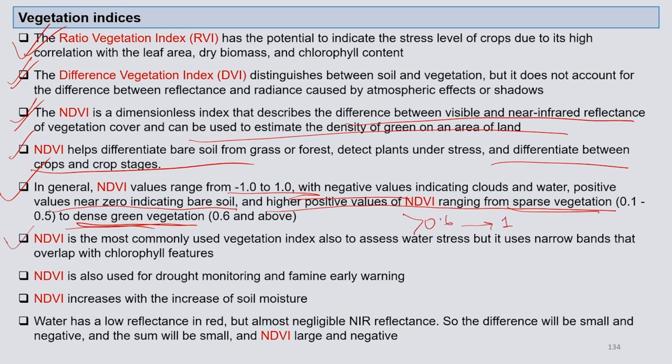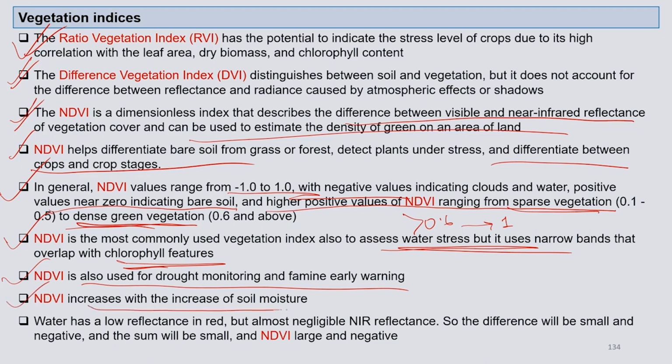NDVI is also the most commonly used vegetation index to assess water stress, but it uses narrow bands that overlap with the chlorophyll features of a plant. Okay? NDVI is also used for drought monitoring and famine early warning and so on and so forth.